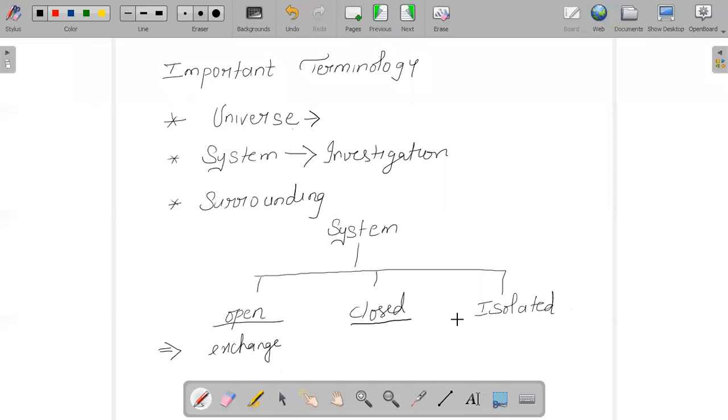And the system which can exchange neither energy nor matter with the surrounding, we say that it is an isolated system. A very simple example of an isolated system which we use in our day-to-day life is a thermos flask.